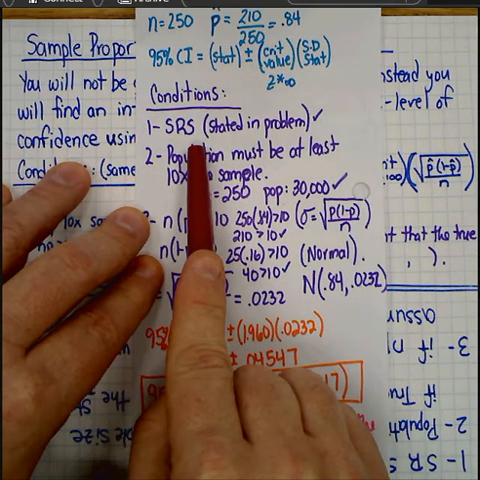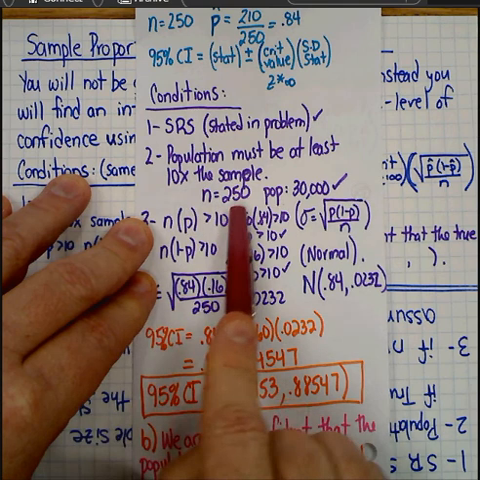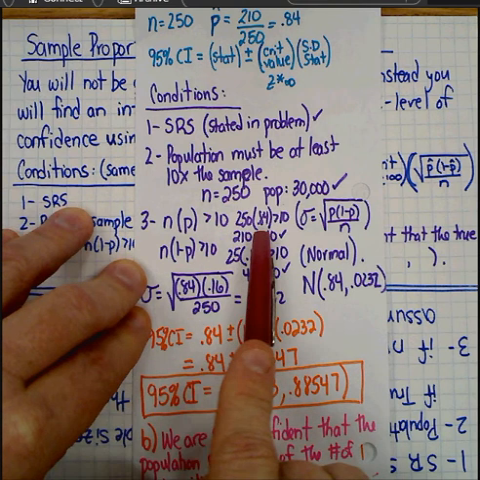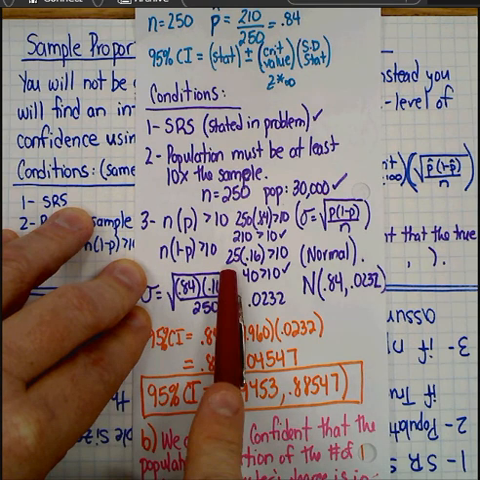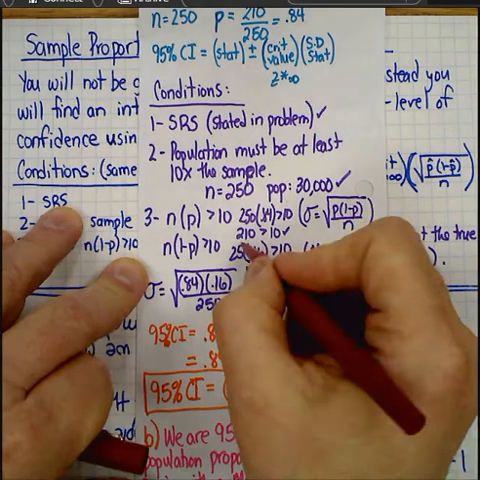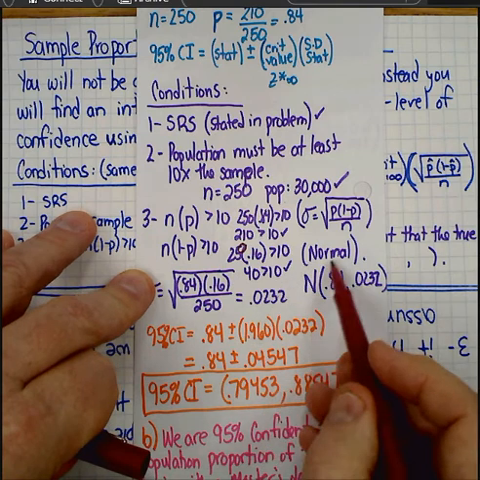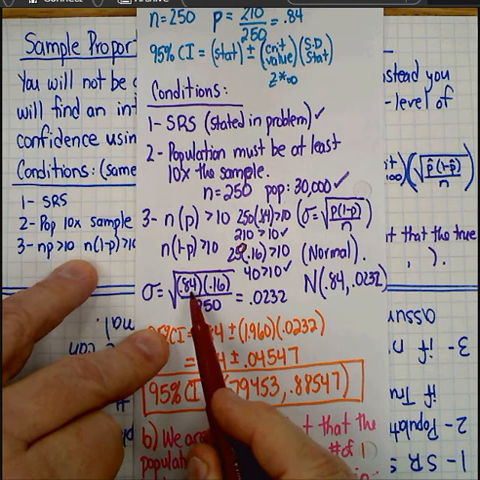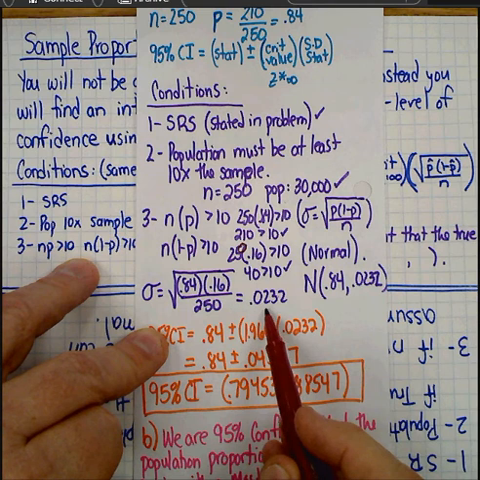It's an SRS, stated in the problem. Population must be at least 10 times the sample. So 250, population 30,000, we're good. N times P has to be greater than 10. We get 250 times 0.84, that's definitely greater than 10, 210 is greater than 10. N times 1 minus P has to be greater than 10. 250 times 0.16 is 40, and that's definitely greater than 10, so we know it's normal. Using the standard deviation formula, the square root of P hat, 0.84, times 0.16 divided by 250, we get 0.032.